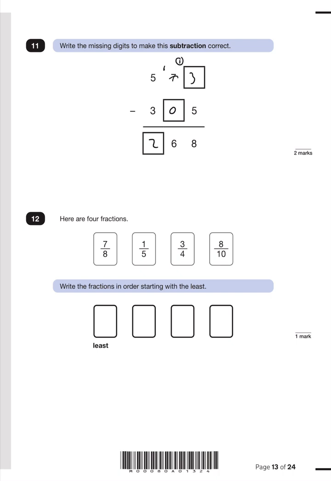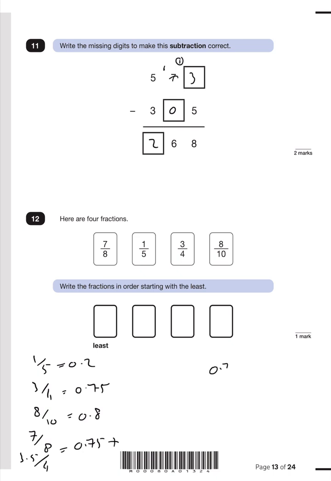Number 12. Here are 4 fractions. Write the fractions in order, starting with the least. I'm thinking decimals. A fifth, I know, is 0.2. 3/4, I know, is 0.75. 8/10, I know, is 0.8. That leaves us with 7/8. If I halve that, I get 3.5/4, which is 0.75 plus half a quarter. We know 1/4 is 0.25. Half of that would be 0.125.